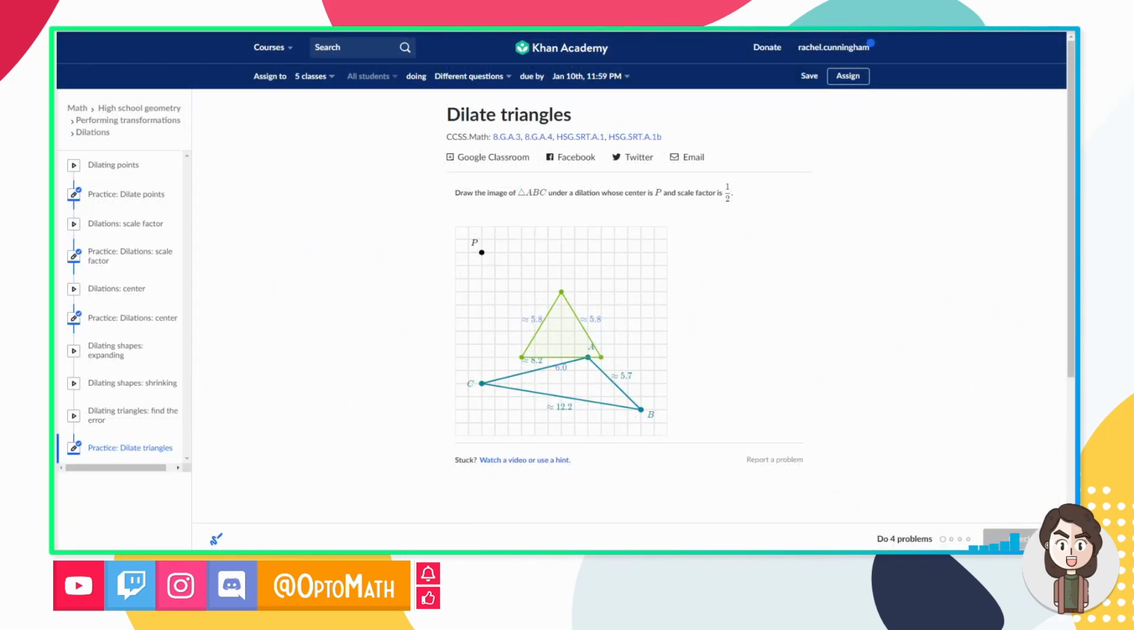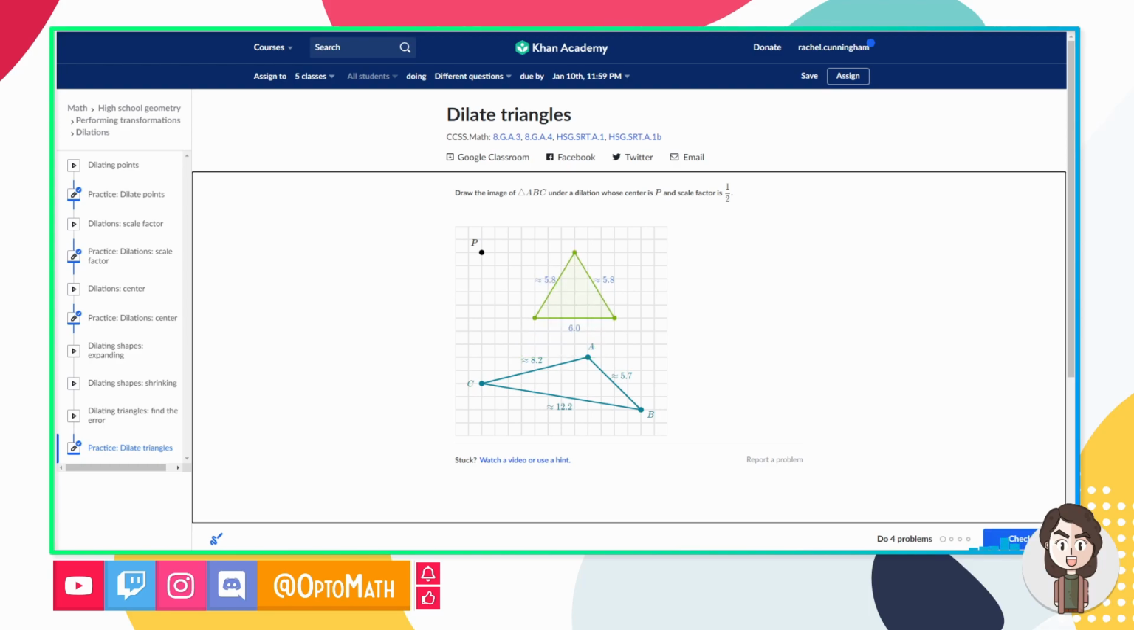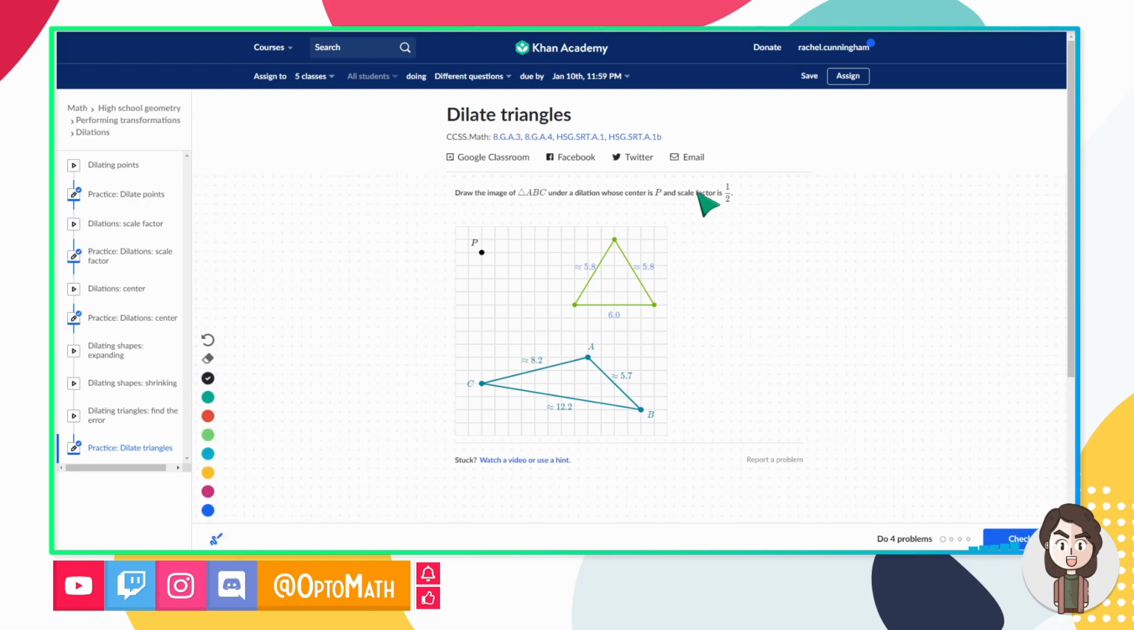Lastly, we have dilate triangles. So we're actually going to be making the image of our given pre-image here. Let's move this around to see what we have. Draw the image of triangle ABC, which is the blue triangle graphed for us, under a dilation whose center is P. So this is our center, point P, and a scale factor of 1/2. Our scale factor is between 0 and 1, so this is going to be a reduction. Let's keep that in mind.